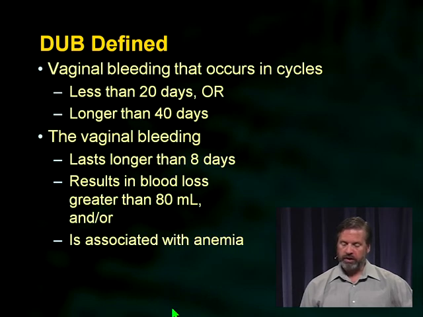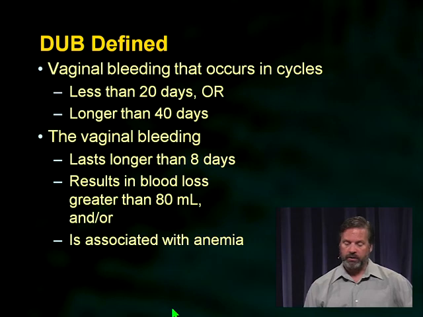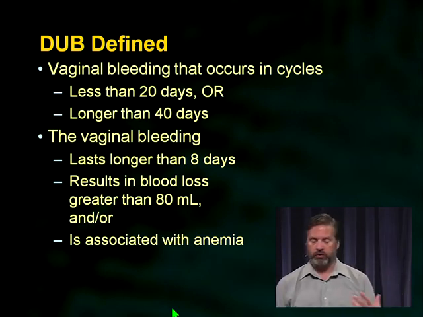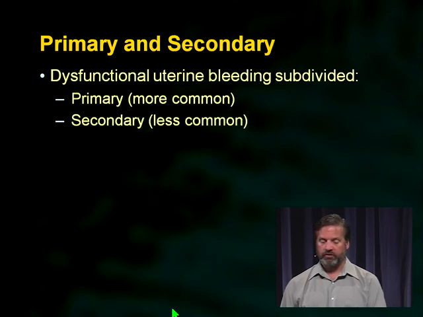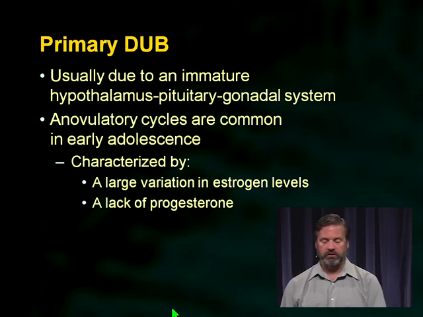Dysfunctional uterine bleeding, very, very common. Vaginal bleeding that occurs in an unpredictable sort of way or cycle. And I've listed for you sort of how that's defined. It can often lead to anemia, which is obviously a problem. Again, we separate it out as primary and secondary. Primary is more common, secondary is less common. Secondary means it's caused by another problem. So usually that has to do with a clotting disorder. That's the most common cause of secondary.